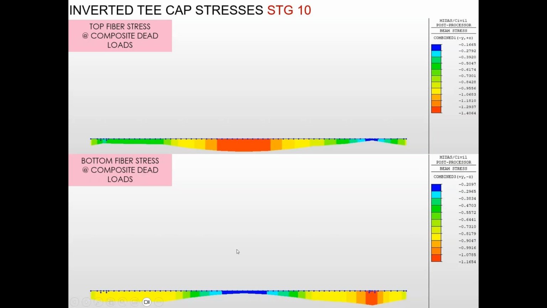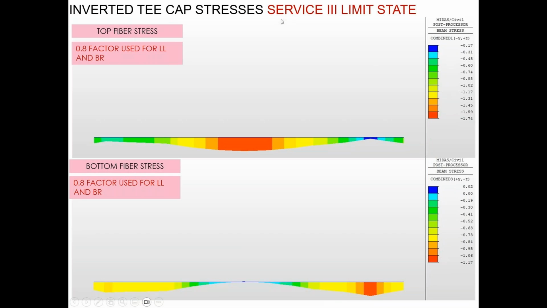And finally, you can compile the stresses at the service limit state as well. And we still have the privilege of using the 0.8 factor here for the live load and breaking forces, for using the approximate method for the losses and the cross section properties. So you can see Midas was predicting a little bit of tension here, or something that's very minor on the bottom fiber, and on the top fiber we of course have compression as what we would expect at service.